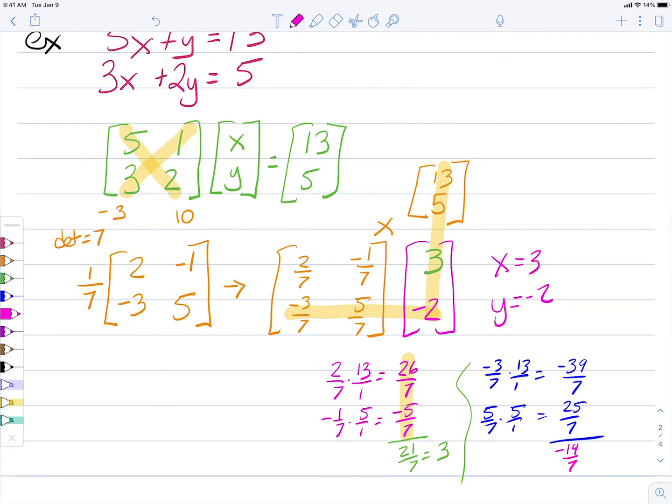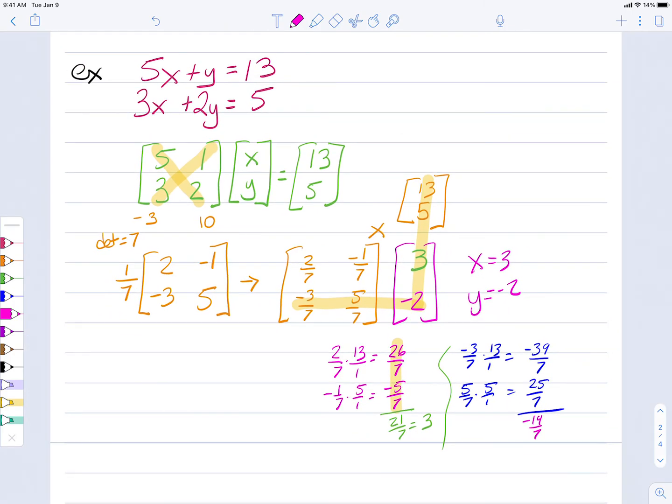So we will be practicing this in class. I'm only going to have you do a couple problems for your assignment, but I want you to be able to use an inverse matrix.